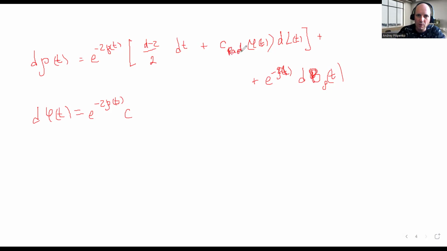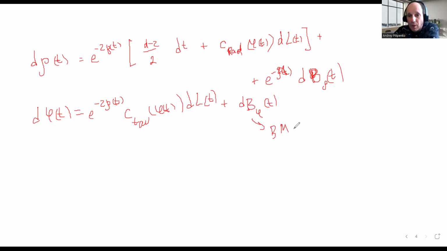Excuse me, here is another component, phi of t dl t plus db phi of t, and this is Brownian motion on a unit sphere. On a unit sphere. And what are these two components?